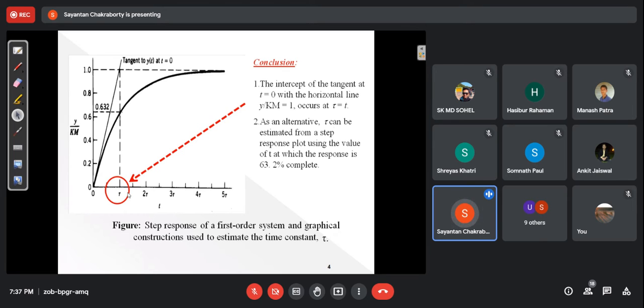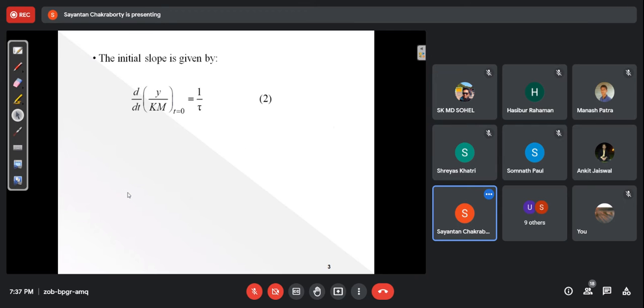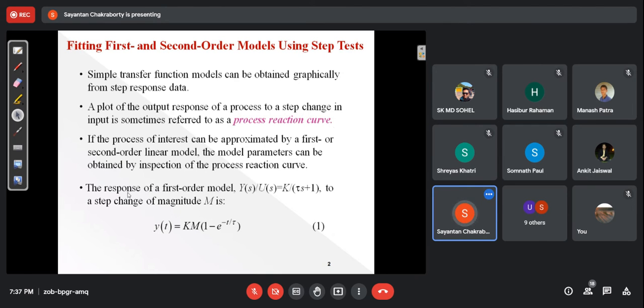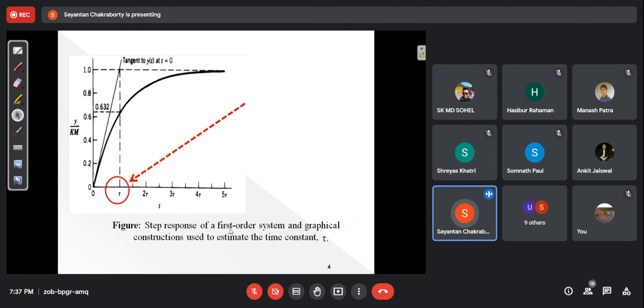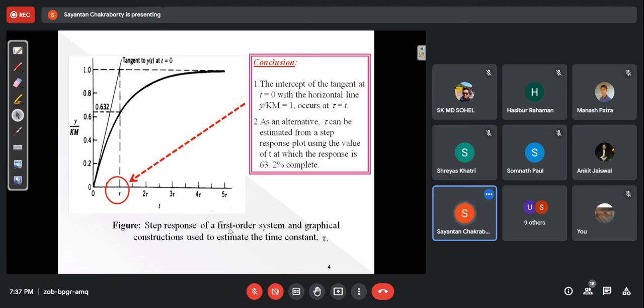An alternate approach, you all know from this expression, if you put t equal to tau, it will be 0.632 K M, that is 63.2% of the steady state value. So from that also you can calculate your tau, that is the value of time at which the response is 63.2% of its steady state value. That will also give you the time constant. It's very trivial, you know all these things. This is how we can obtain a transfer function or fit a transfer function to a process reaction curve if it is of a first order nature like this.